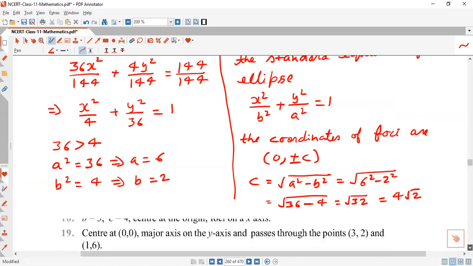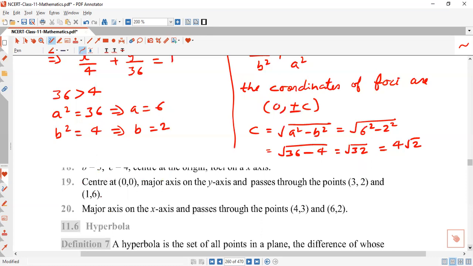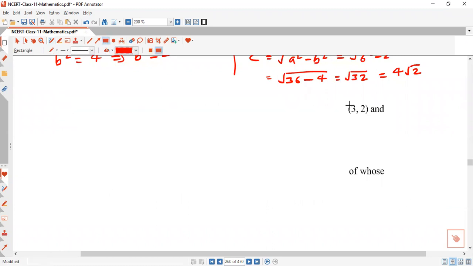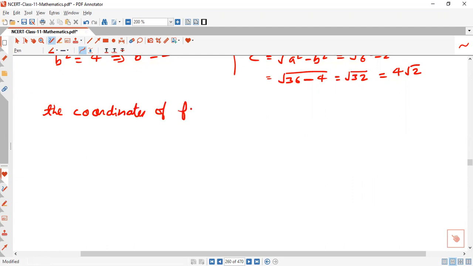So the coordinates of foci are 0 comma plus minus 4 root 2. The coordinate of vertices. Now we have to find out the coordinate of vertices.